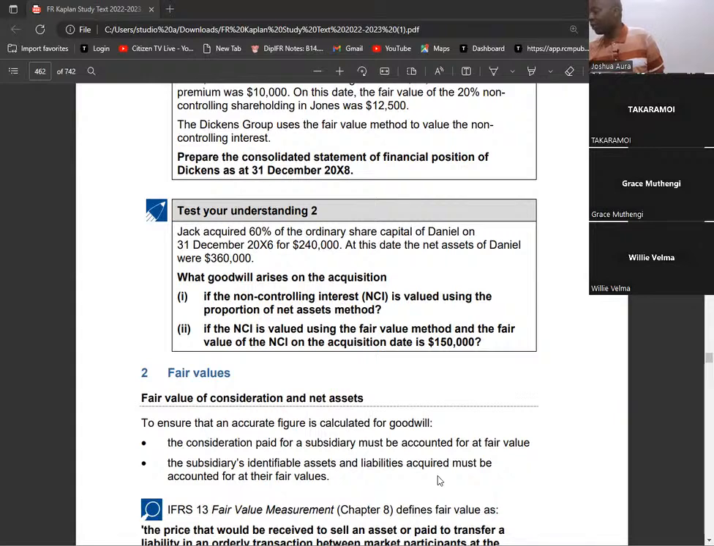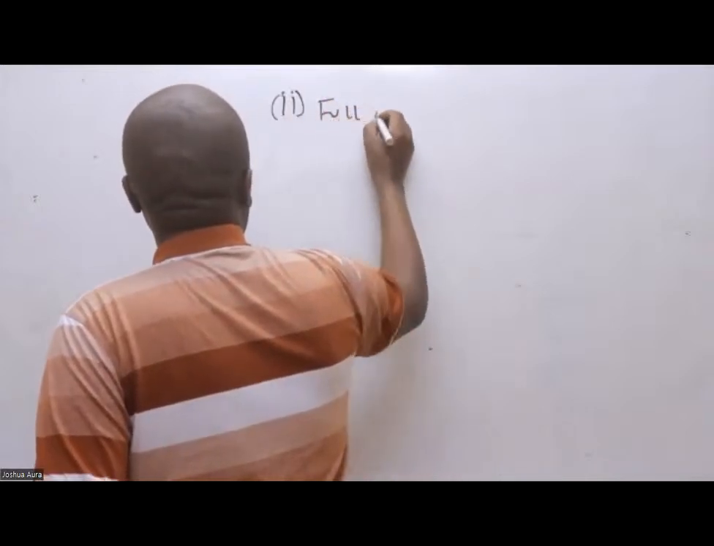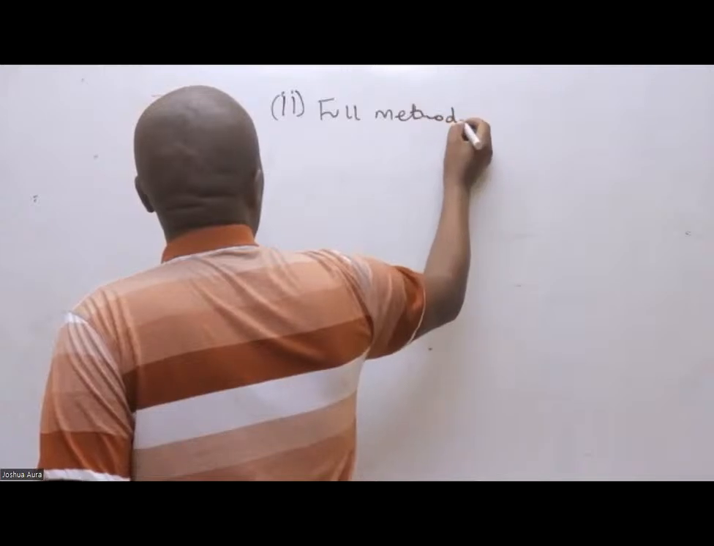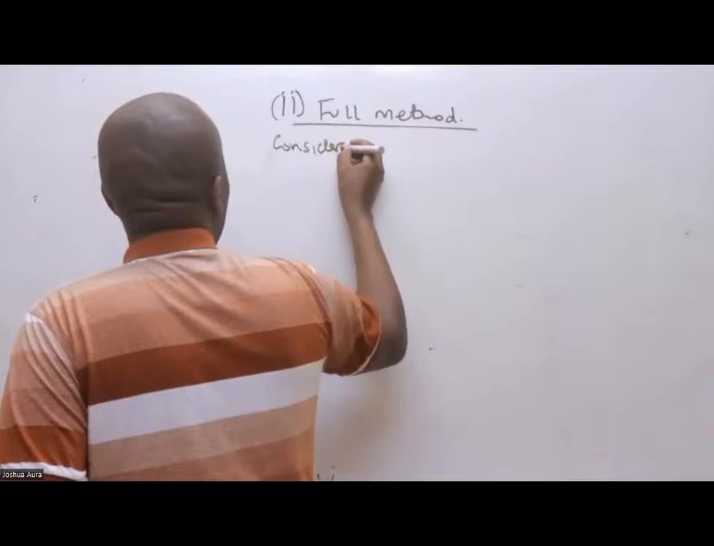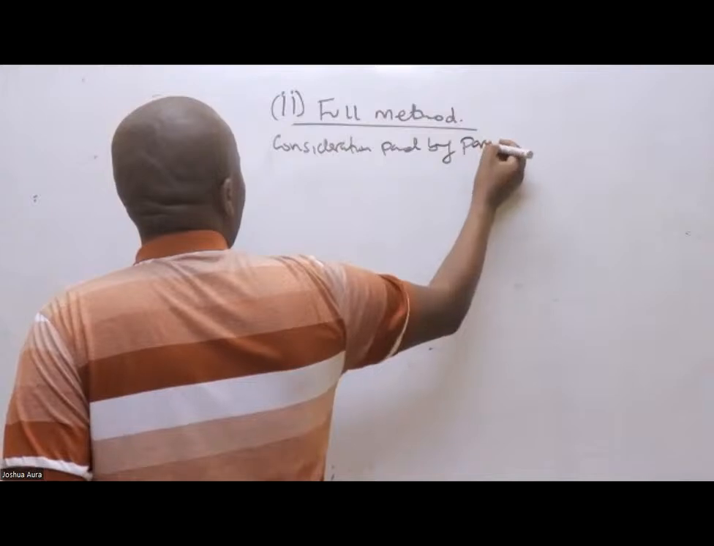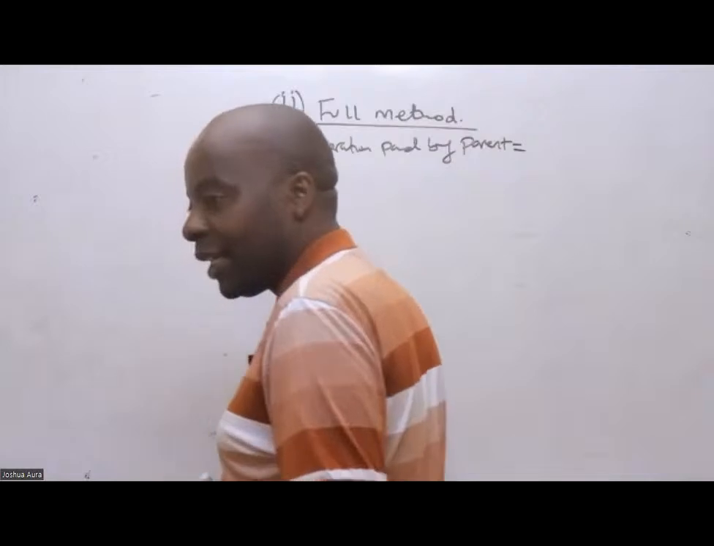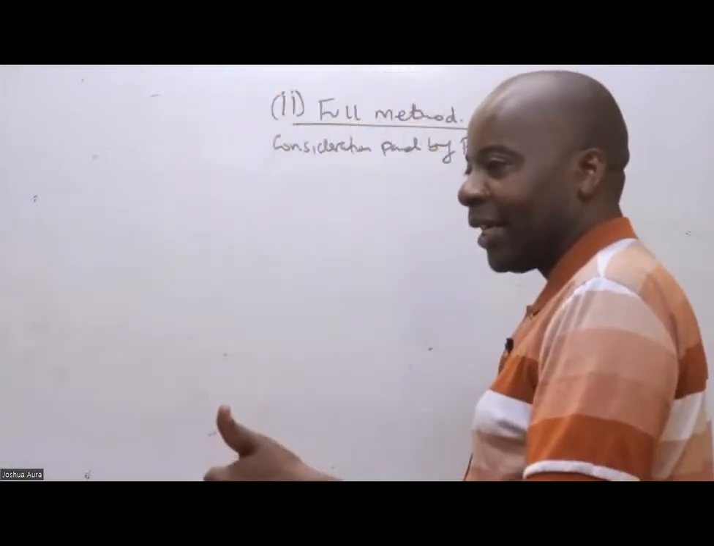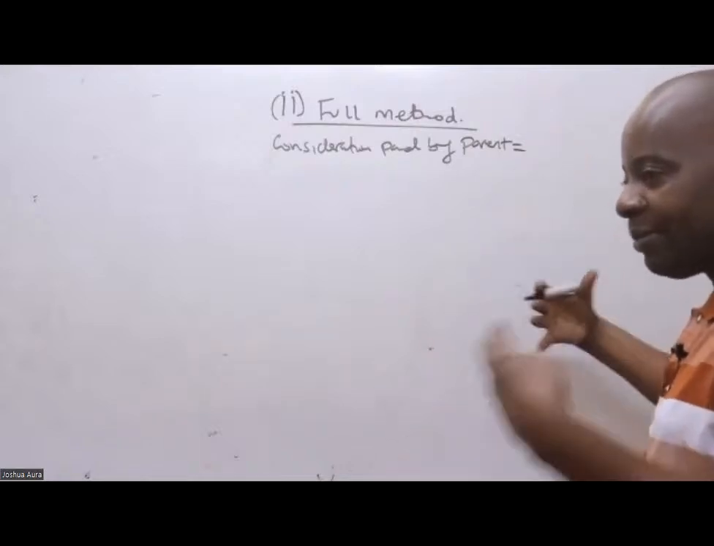Because this is the full method, this is what we shall do. I will come here and say consideration paid by the parent. The parent, the one who acquired 60%, is the one who has got control. Can somebody give me this consideration? What amount was paid by the parent company?